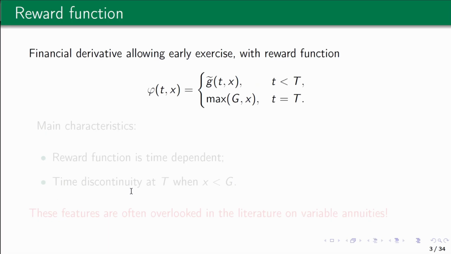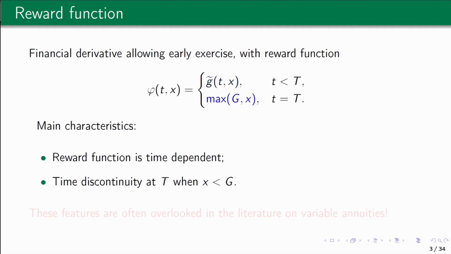In the title, I have this discontinuous reward function, and this is the reward function here. It has a discontinuity, so it has two characteristics. First of all, it's time dependent because it changes whether you look at the function at maturity, capital T, or before, but it also has this time dependence in the penalty fee because the penalty fee will typically decrease through time. So the reward function is time dependent, and there is a time discontinuity at T because this function G tilde here will always be bounded above by x, right?